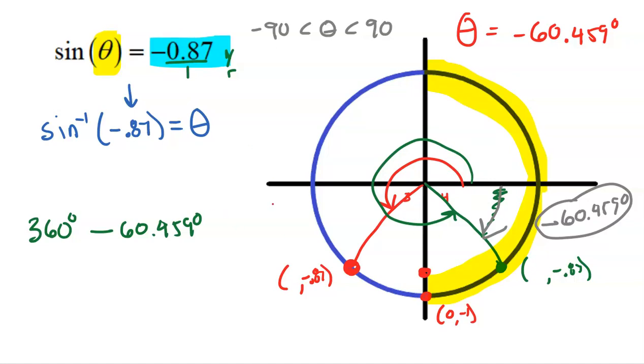What about the red angle? Well, I have to think symmetry here. If this angle right here is the 60.459 degrees, so is this angle right here, symmetry. So if I take 180 degrees and I add the 60.459 degrees, I will actually get that red angle that stops in quadrant 3.